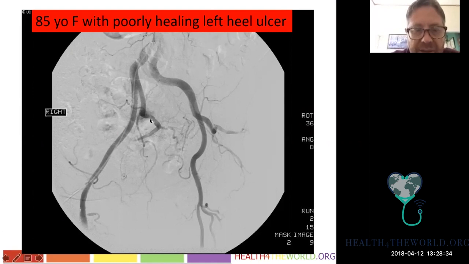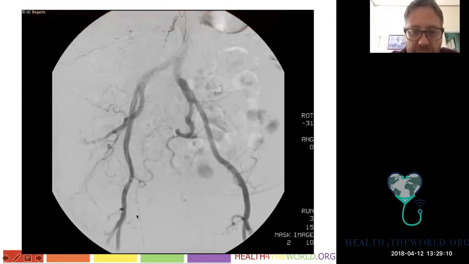We've obliqued this so that it's in the LAO position, which splays out the external iliac artery and the internal iliac artery on the contralateral side. So an LAO gives you good distinction between the right external and right internal. Vice versa is true. An RAO will give you distinction between these vessels. So we see we're coming down here. Everything looks pretty good. Don't see any problems.